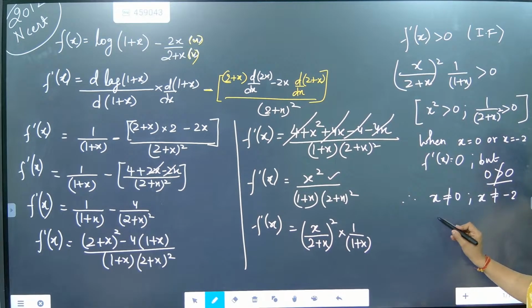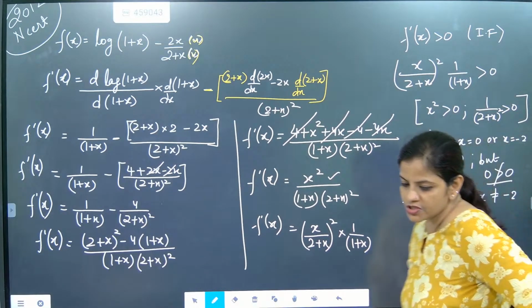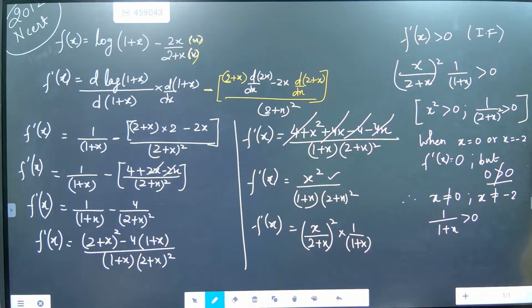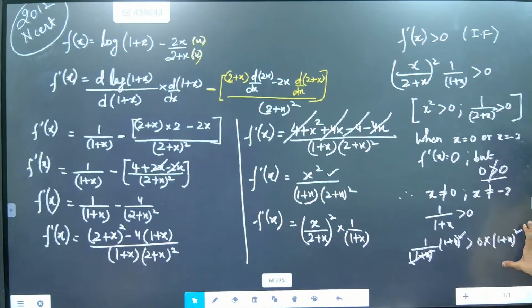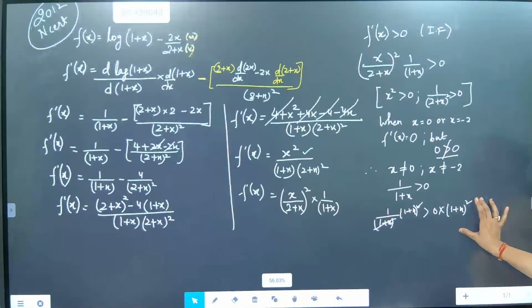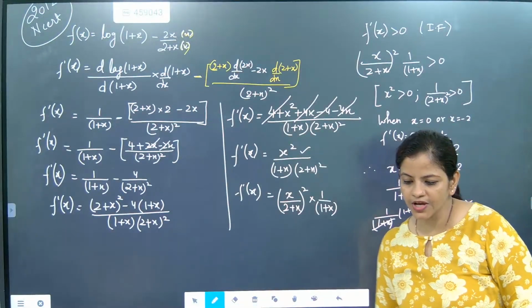So what is our final conclusion, beta? Only 1 by 1 plus x will be strictly greater than 0. This is the most important section. Here, as I told you, we need to multiply 1 plus x whole square on both sides, and 0 multiplied by anything will become 0.